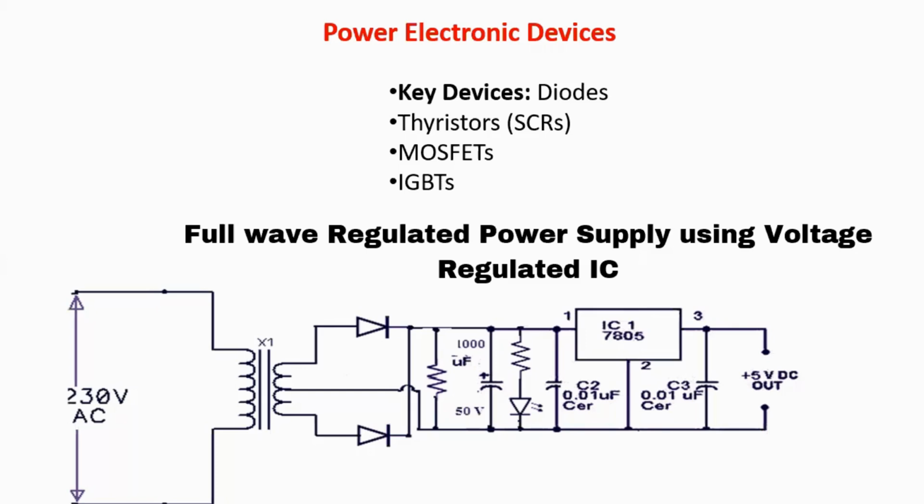Before going into the industry, you should have this. What is a diode? What is a thyristor? What is a triode? What is a MOSFET? What are IGBTs? MOSFET and IGBT we have already discussed in another class. Now I have shown you one more circuit here, that is a full wave regulated power supply using a voltage regulator IC.